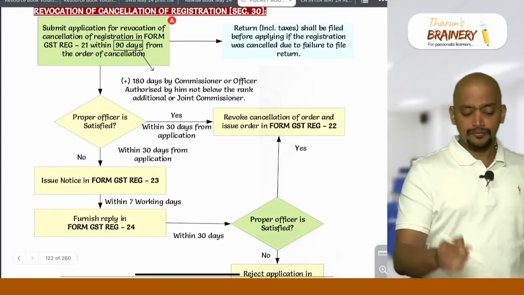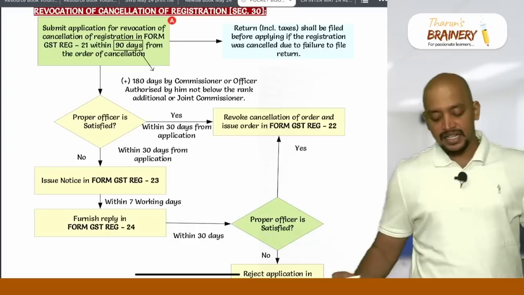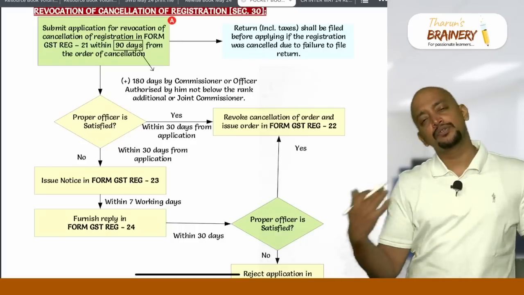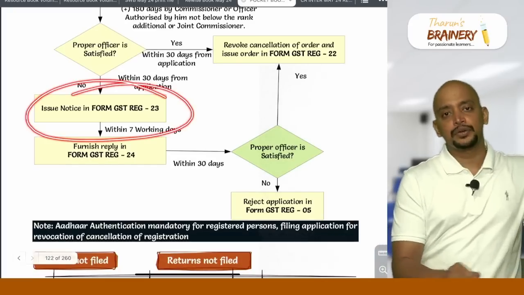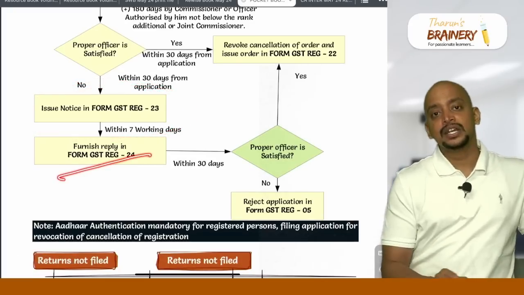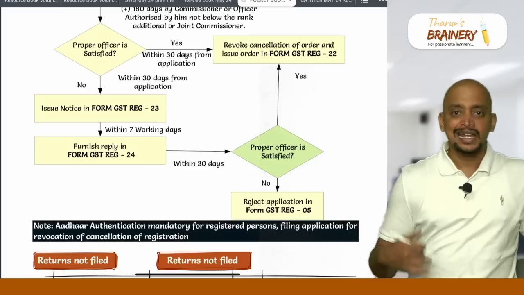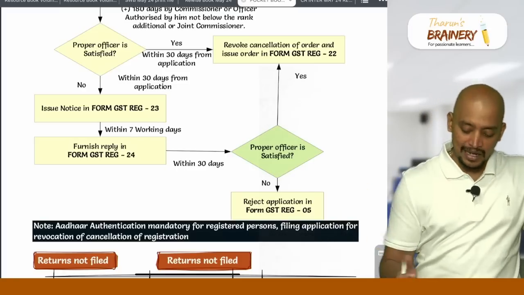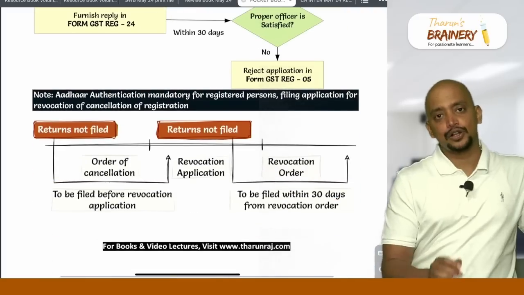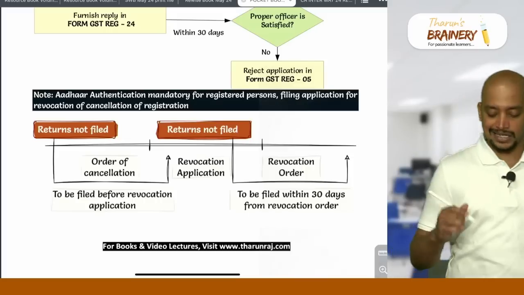And once the application for revocation is made, if the proper officer is satisfied, then within 30 days from the application they will revoke the cancellation order. Otherwise they will give a notice, and after they give the notice, within 7 working days we need to give a reply. Thereafter within 30 days, if they are satisfied with the reply, either they will revoke the cancellation order, or they will reject the application. And in this case also, whenever we make an application for revocation of cancellation, Aadhaar authentication is mandatory.